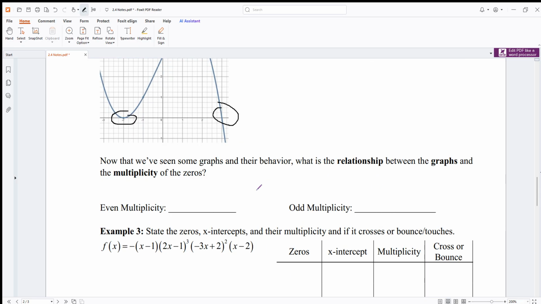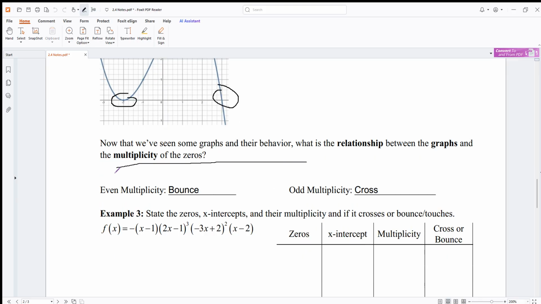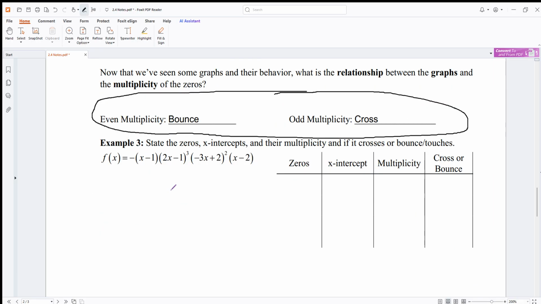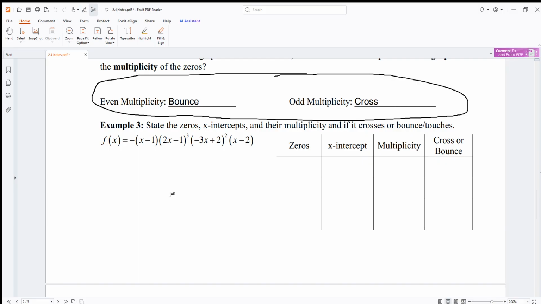Now, I could show you more graphs, but I'll summarize it as so. If you have an even multiplicity, so if the exponent is 2, 4, 6, 8, etc., the graph will always bounce. If you have an odd multiplicity, so 1, 3, 5, 7, etc., then the graph will cross. This is one of the most important things you get from this entire page. If the multiplicity is even, bounce; odd, cross. Okay?